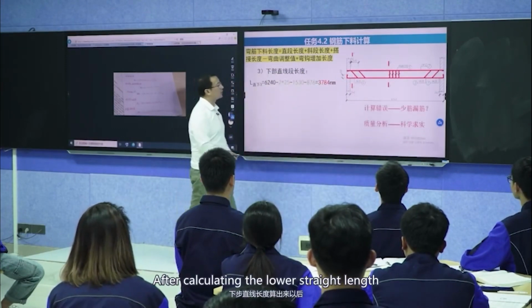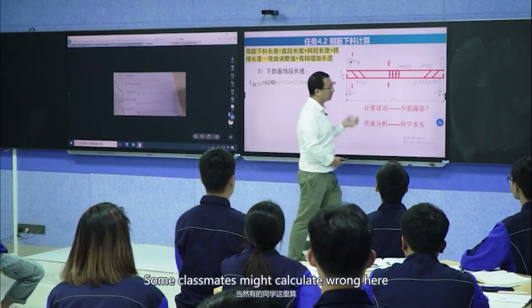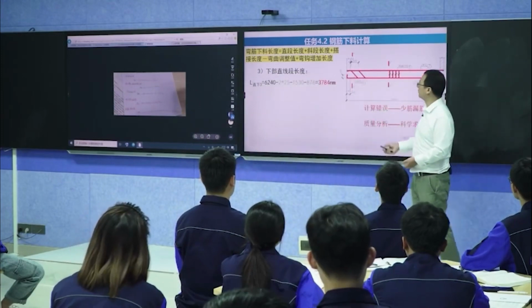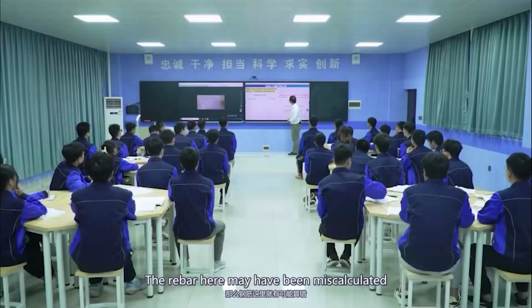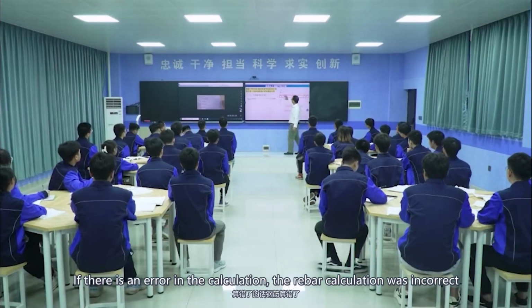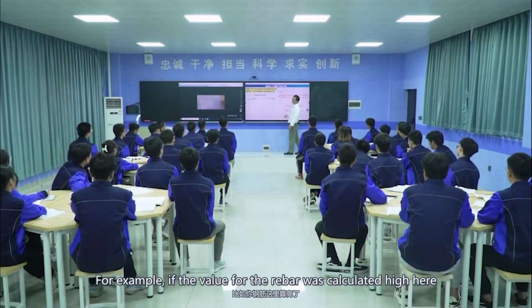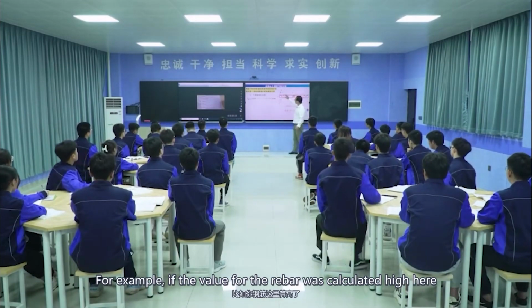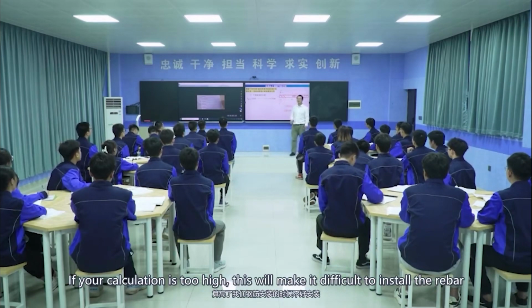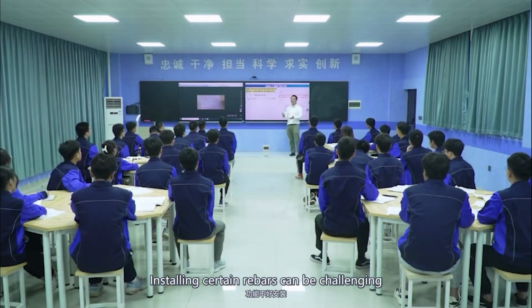After calculating the lower straight length, some classmates might calculate wrong here, because if he made a mistake earlier, the rebar here may have been miscalculated. If there is an error in the calculation, the rebar calculation was incorrect. For example, if the value for the rebar was calculated high here, that is unacceptable. If your calculation is too high, this will make it difficult to install the rebar. Installing certain rebars can be challenging.